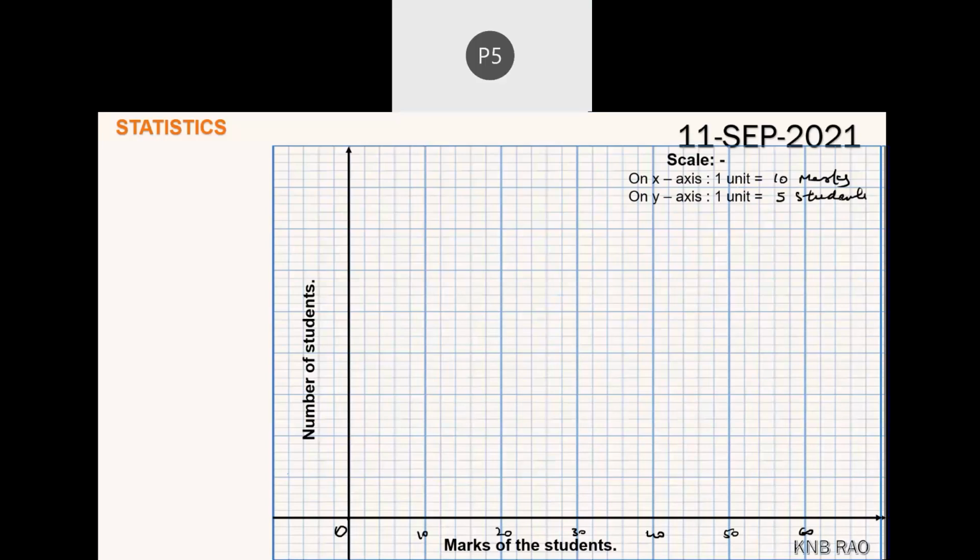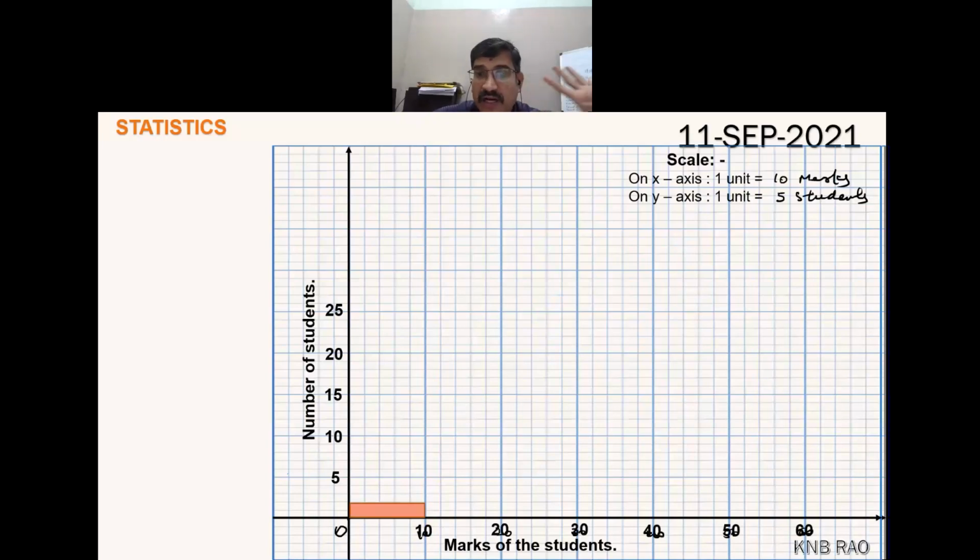Okay, so I have taken 5, 10, 15, 20, 25 students. Maximum are 21 students in a class interval. So I have got 25 enough now. Now, 0 to 10, I have this bar because only 2 students, 1, 2, 2 students.